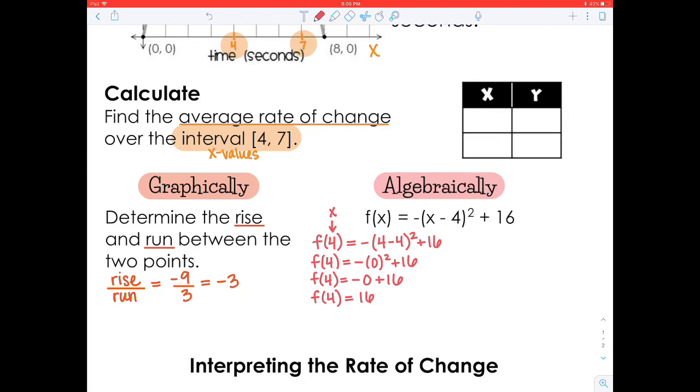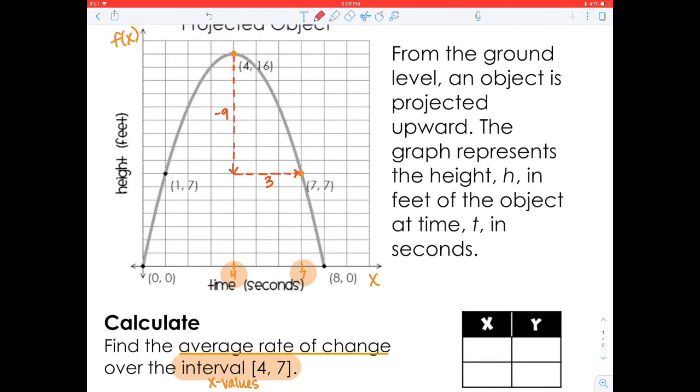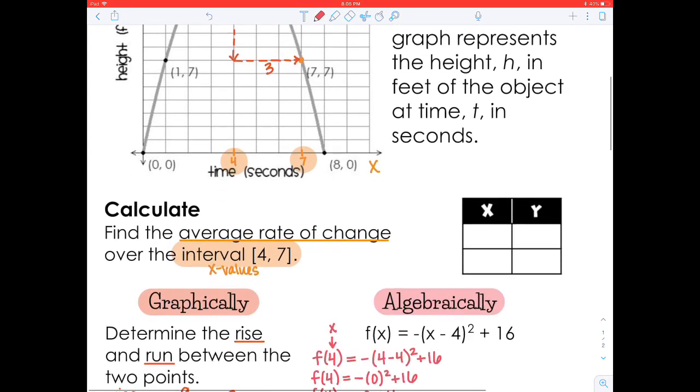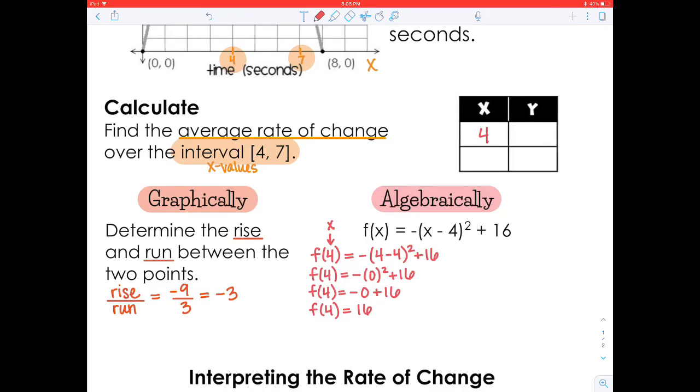Okay, so that's a coordinate, and since we have the graph, we can confirm that when x is 4, f of x is 16. That's what the graph shows us. So what we're going to do is put this coordinate in the table over here, 4, 16, so that we have our first point to go off of.